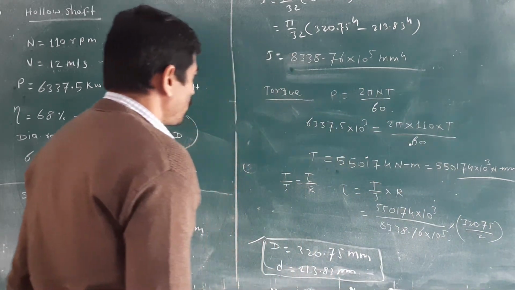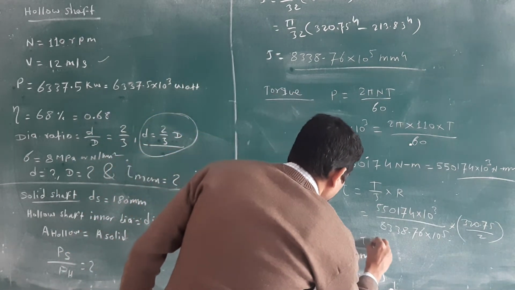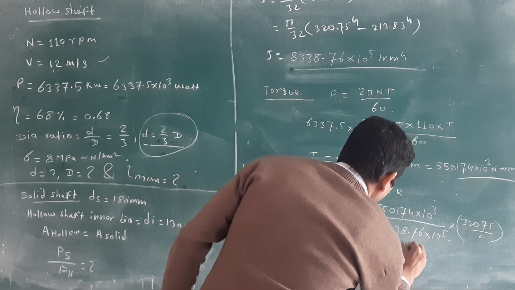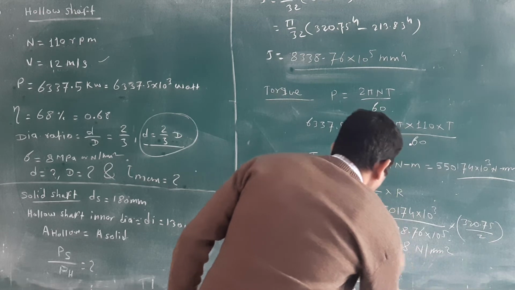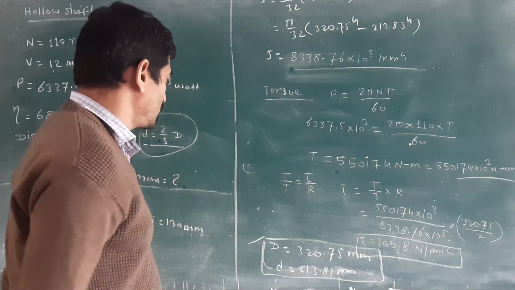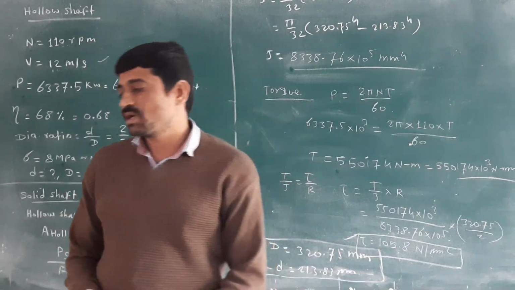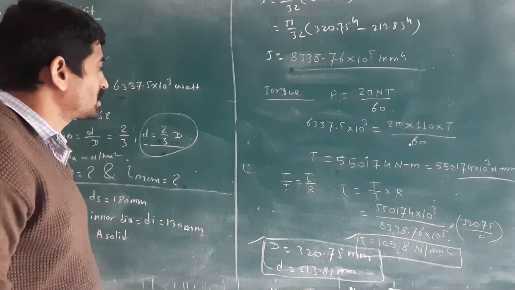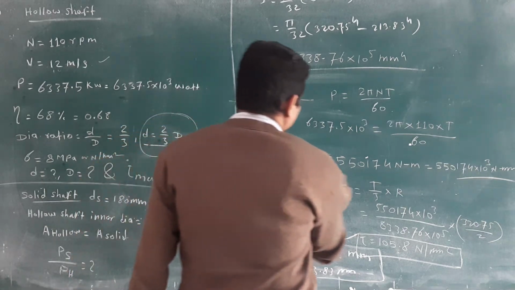Then what is the value of tau? You have to check. Tau is equal to 105.8. What is the unit? Newton per mm square or megapascal. This is your answer. All of you getting how to solve this type of numerical? We will ask it in the examination for 6 to 7 marks. Clear? Any doubt? Okay, then next numerical.